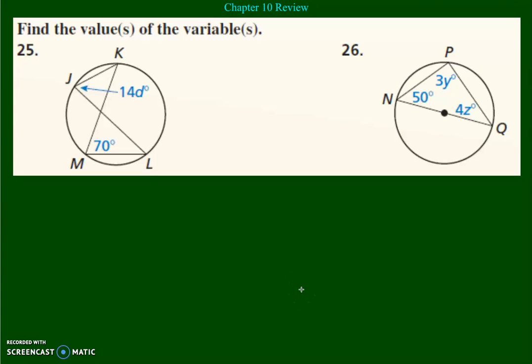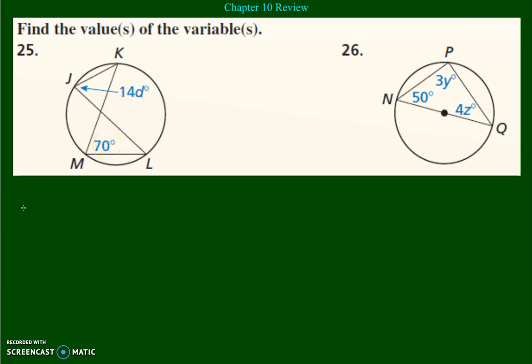This is a continuation of the Chapter 10 review, starting with problem 25. In problem 25, we have two inscribed angles, and it appears that angle KJL and KLM are both intercepting the same arc. Therefore, by the inscribed angles in a circle theorem, these inscribed angles have to be congruent. That means that 14D equals 70.